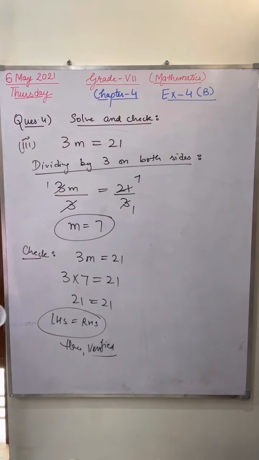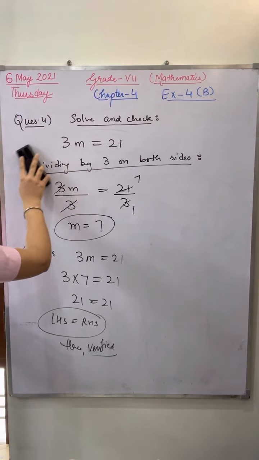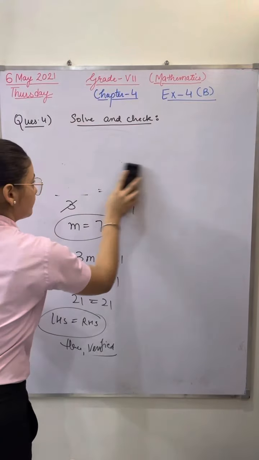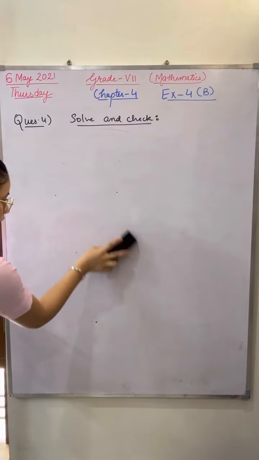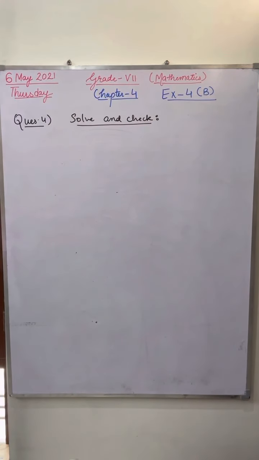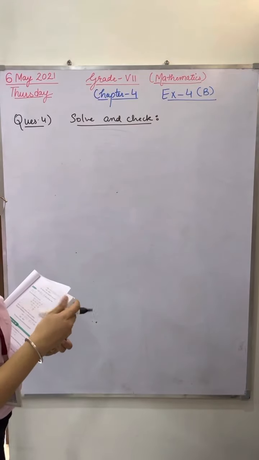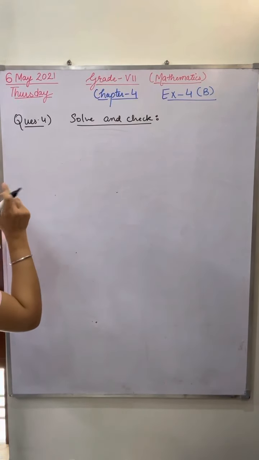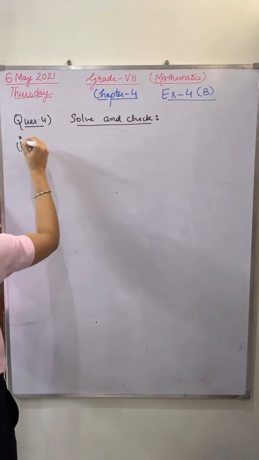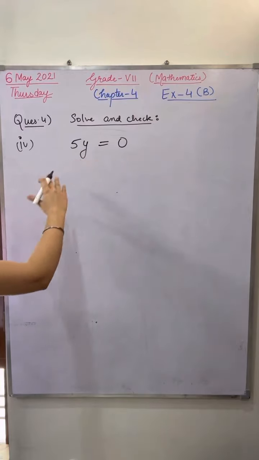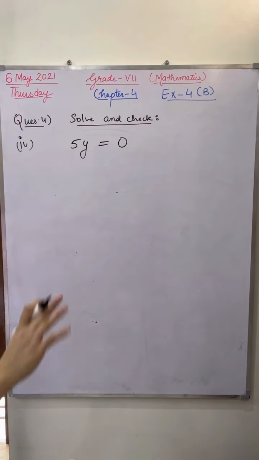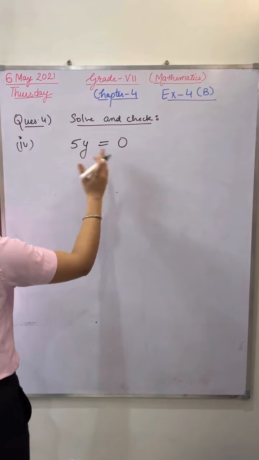I'm going to start with the next part. That is question 4th part. Now everyone please tell me, what will be the answer if I divide with 0? I told you in the very beginning, if you have to divide any value by 0, what will be the answer? Question is 5y is equal to 0. Here again I can't go with the transposition method. I can only divide both the terms with 5.